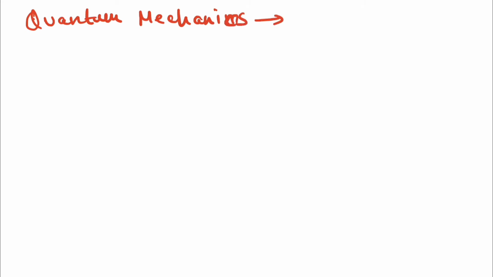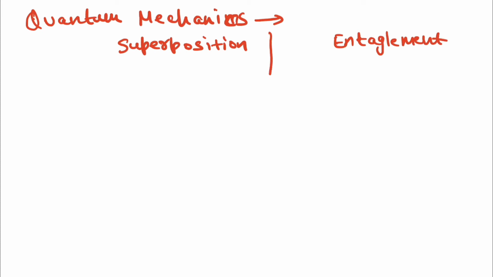We'll discuss certain quantum mechanics properties, and these quantum mechanics properties, which we are going to cover in this video, are superposition and entanglement, and we are going to discuss both of these properties in detail now. So what are these two properties?